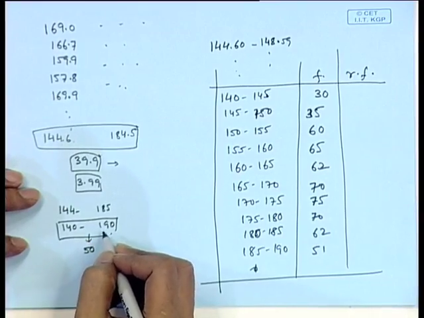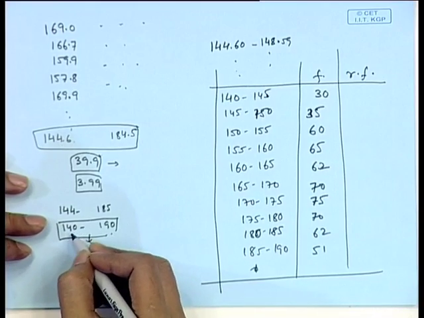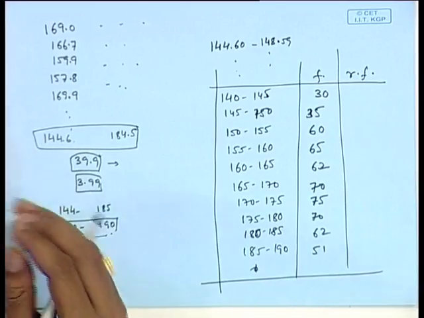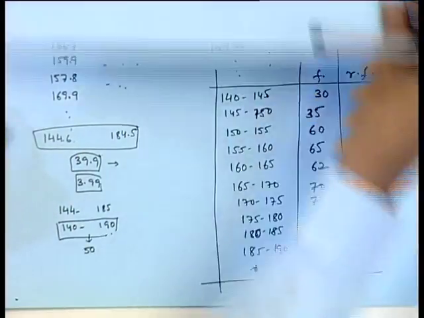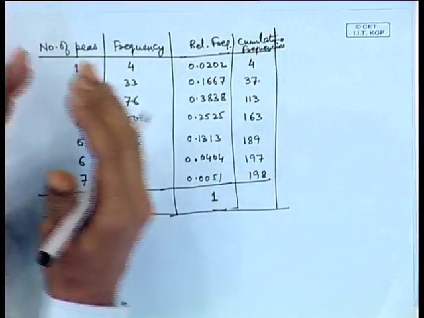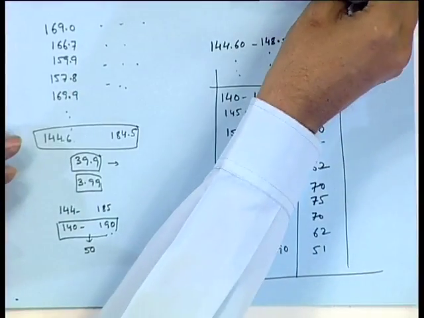At the same time, if we are making too many intervals, suppose in place of 10 I make 25 intervals of length 2 each, so 140 to 142, 142 to 144, then it will be difficult to analyze. It is the same thing as in the discrete case, that if I have too many values here, then it is not easy to handle them from a statistical methodology point of view.